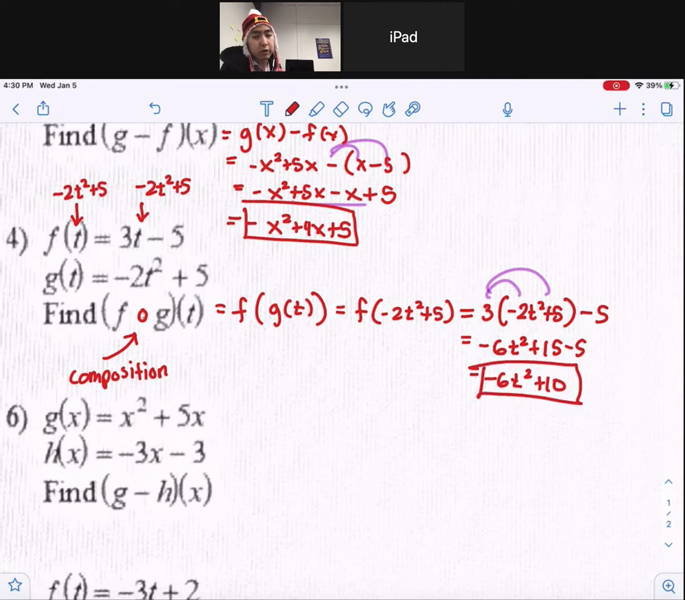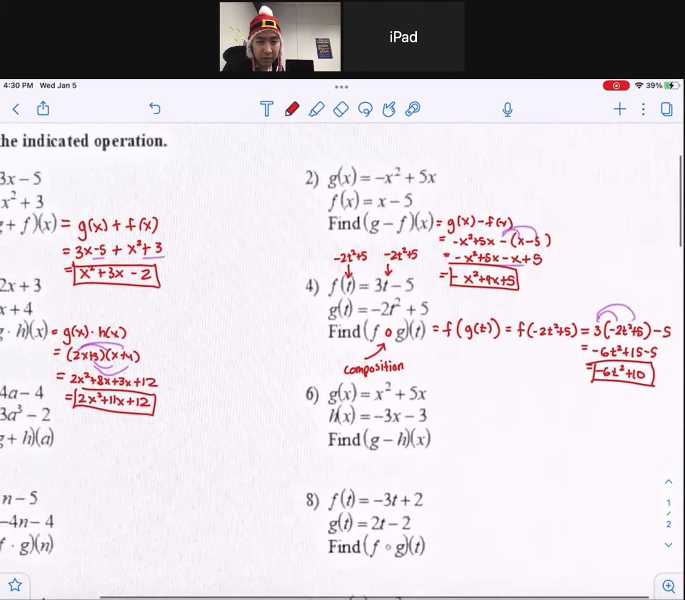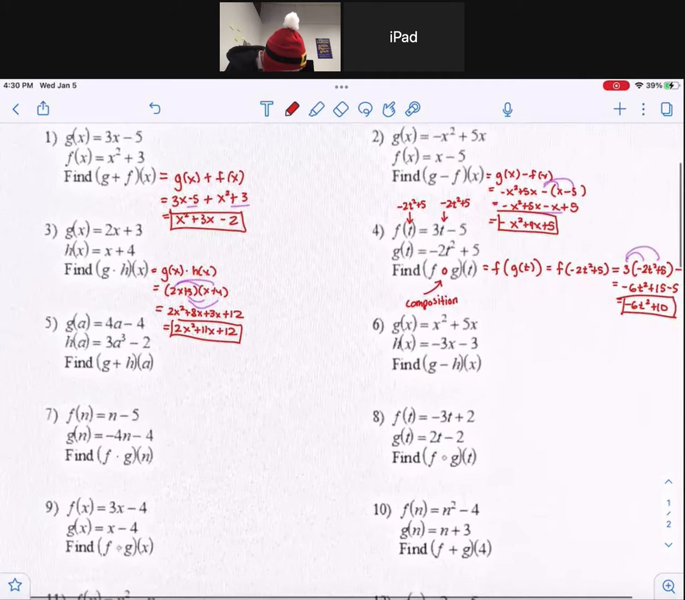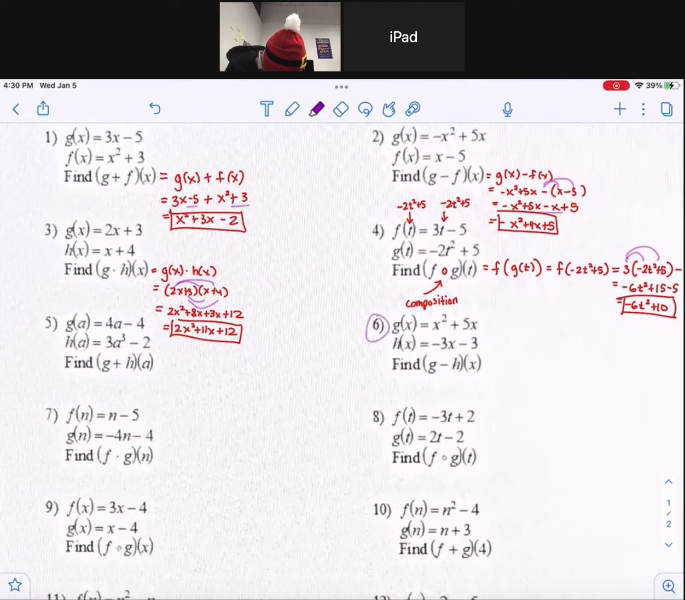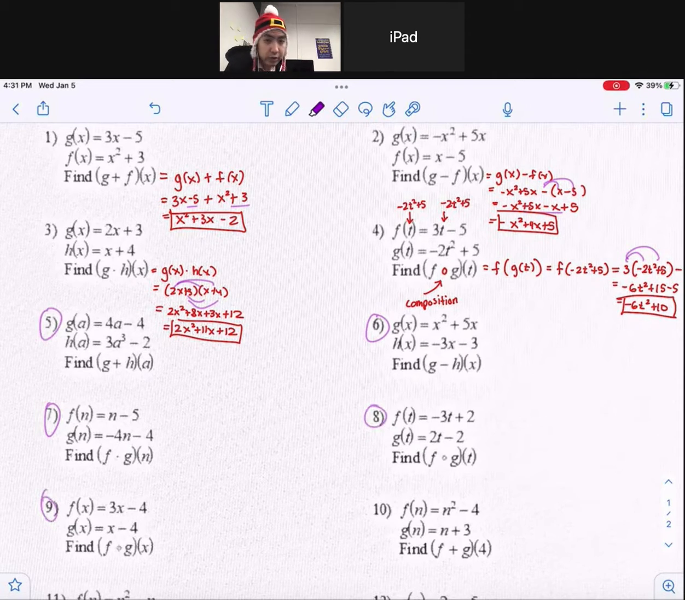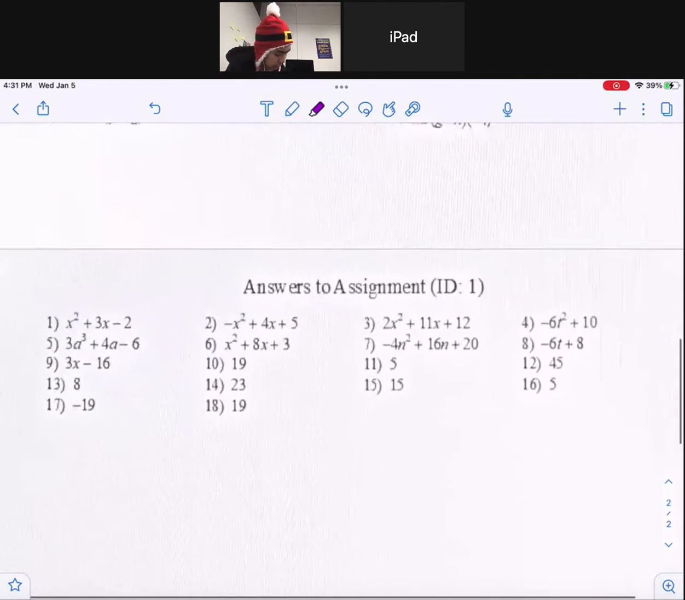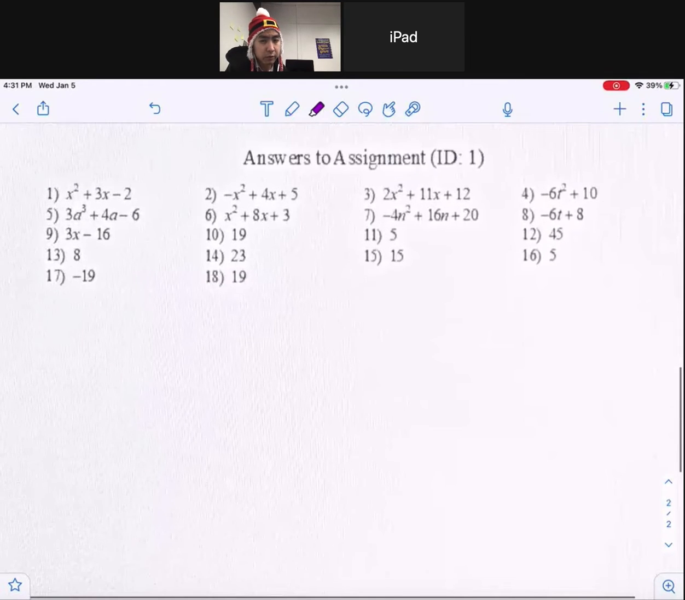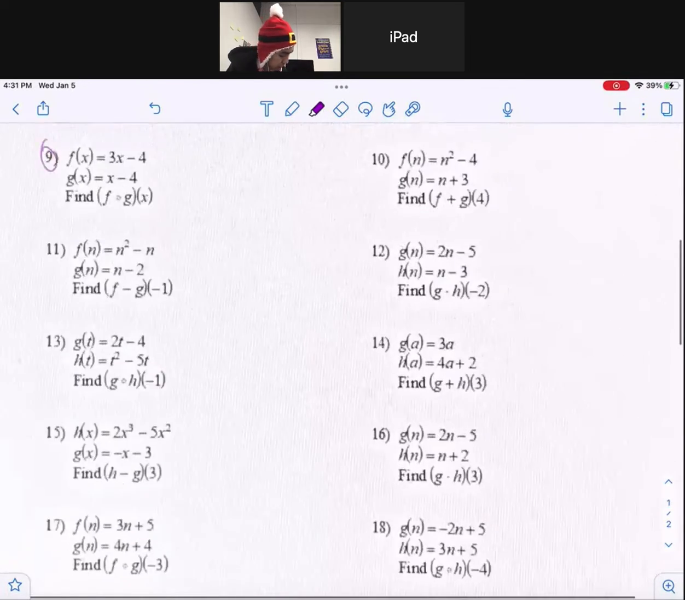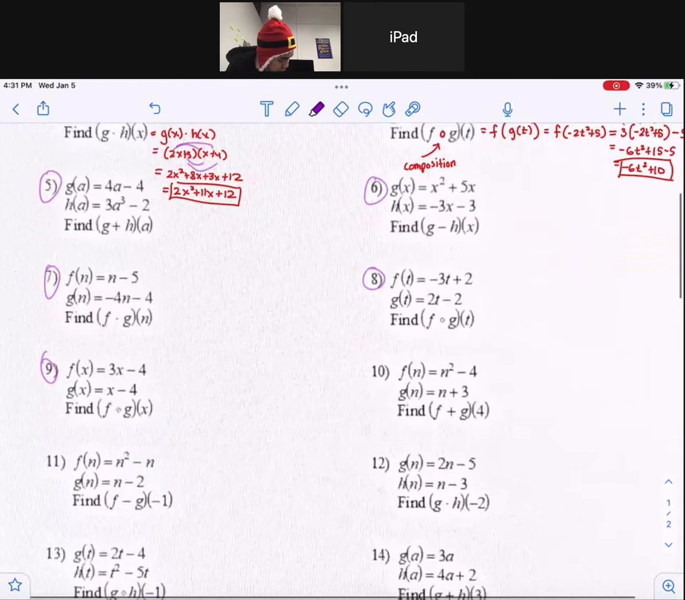The rest are just mimic ones. Numbers 5, 6, 7, 8, and 9 are pretty much samples of those. So make sure you practice to see how you do with those types of problems, okay? And remember, the answers are on the back of this worksheet or at the bottom if you scroll down. So those are with variables.